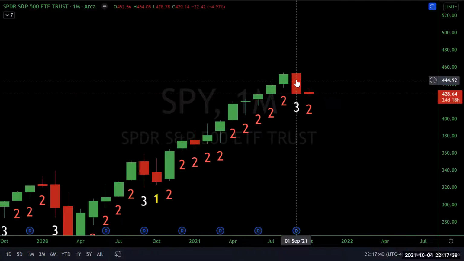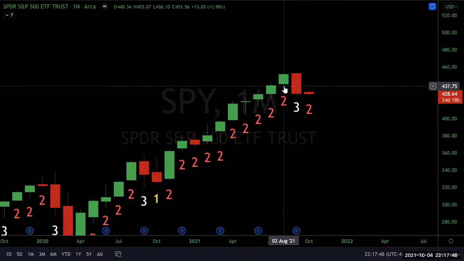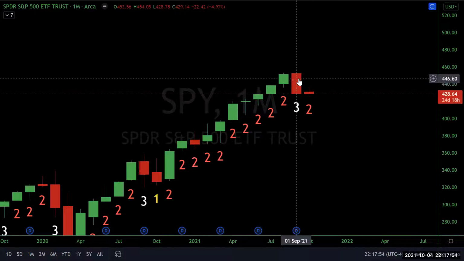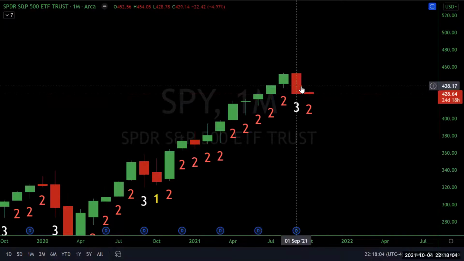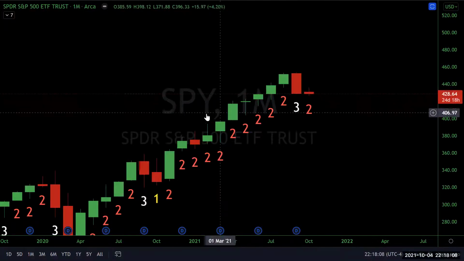Let's say we would have entered at 445. So we would have bought puts at 445, and the target would have been the low of this, so 436. We entered at 445, knowing this two is going red and could possibly go three. So we enter here, it starts coming down, boom, and you get the three. That's how you play the threes.